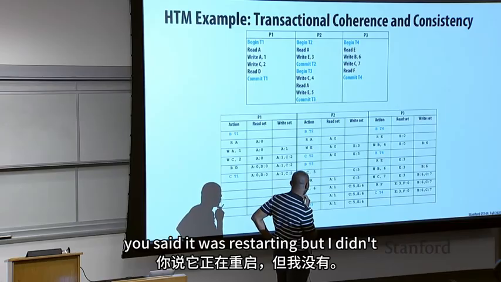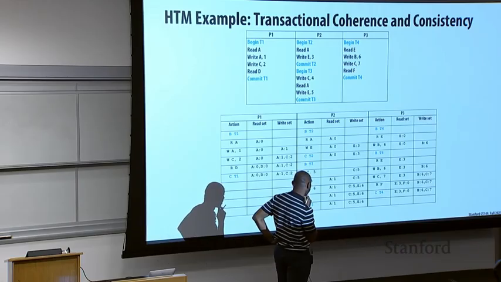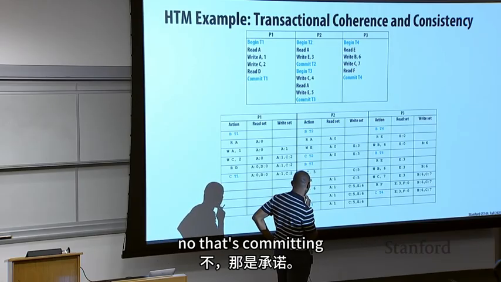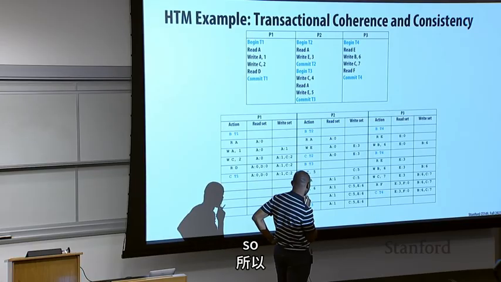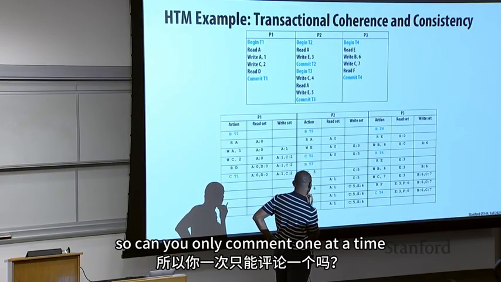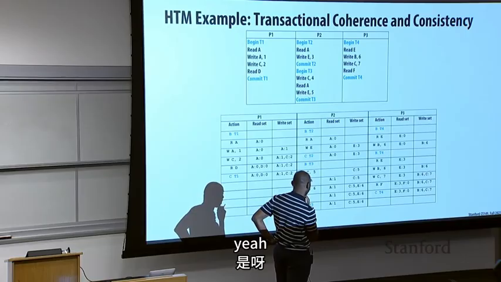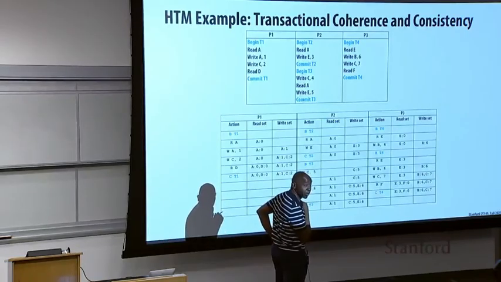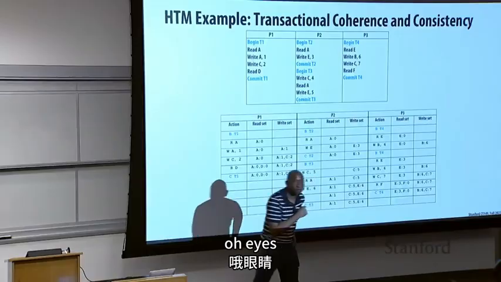Hold on. You said it was restarting, but I don't see the restart. For CT3, is that another? No, that's committing. So is there a stall between WE6 and CT3? Yeah, that's the stall we're talking about. Sorry, yeah, not restart. So can you only commit one at a time? Is that why we're stalling? Yeah. That was the rule that you can only commit one. Oh, I see.